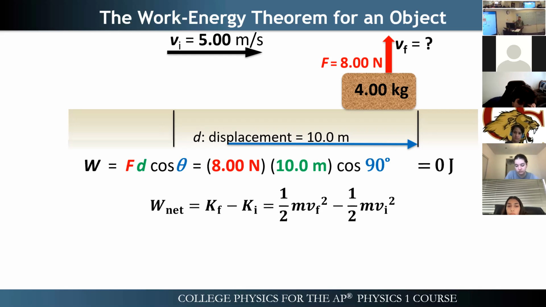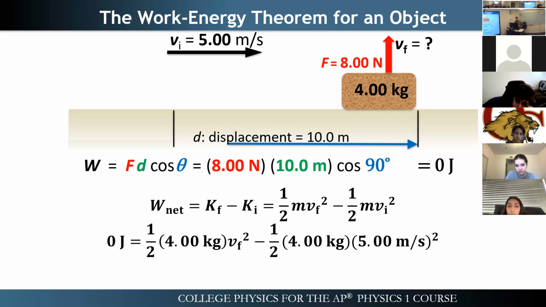So work energy theorem: I know the work is 0. I know the initial velocity was 5. So I have everything I need to find that final velocity. And so I plug in 0 for the work, I plug in 4 for the mass, I plug in the initial velocity of 5. And I get that the final velocity will also be 5.